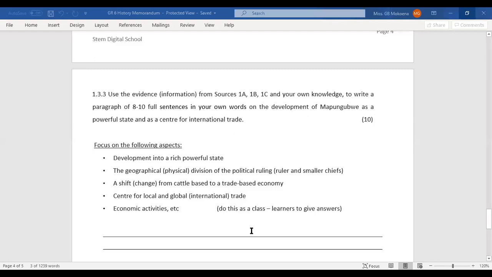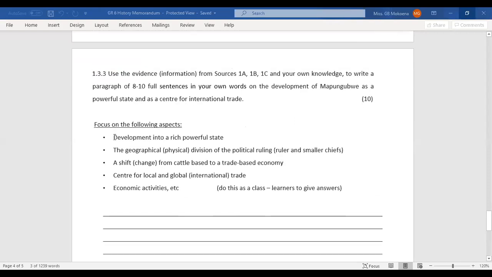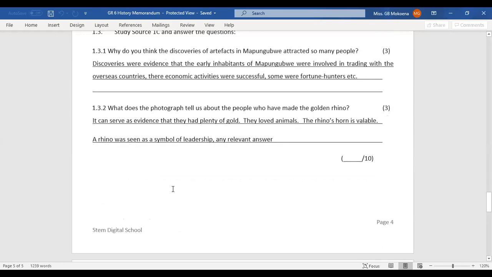Okay, guys. In order for you to get the 10 marks, you are supposed to follow these aspects. I've given you the answers. I made a mistake to send the answers with the question during a test. So, you write about the development into a rich, powerful state. You tell us more about that. And then the geographical division of the political ruling. You tell us about that as well. And then the change from a cattle-based to a trade-based economy. If you include that as well, you also get yourself marks. And then you write about the center of local and global trade and their economic activities as well. Then you get yourself 10 marks.